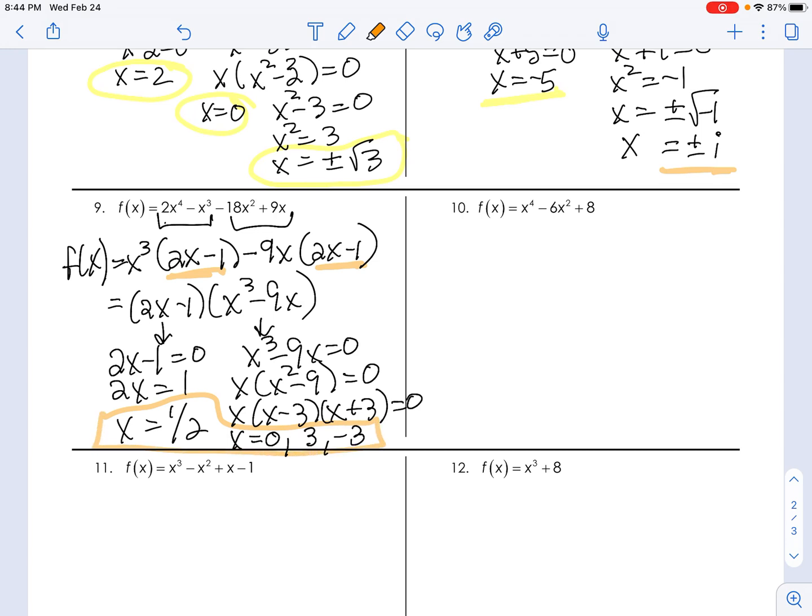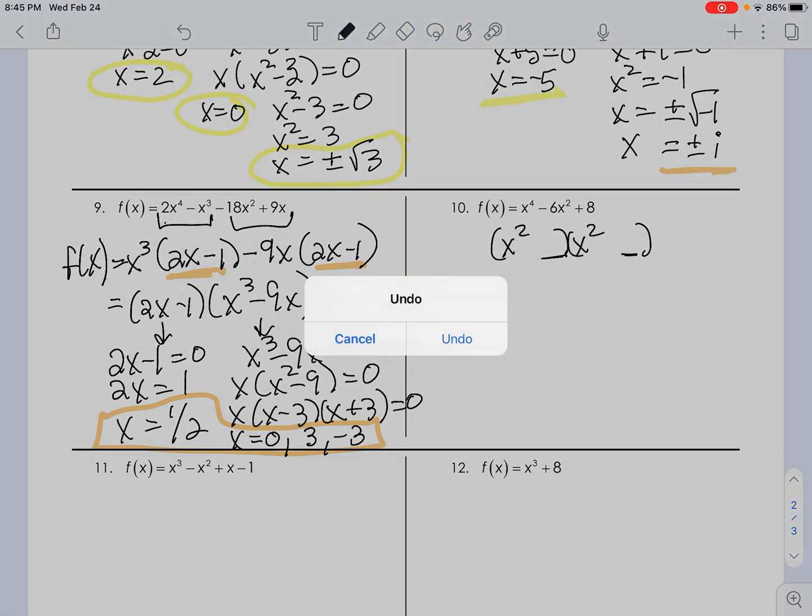of 4 zeros. Okay, x to the 4th minus 6x squared plus 8. This is a quartic polynomial, but there's only 3 terms. There's a trick here. You can factor this the same way you factor a quadratic. What is different is that in the binomials, you will write x squared instead of x. You will follow the same pattern. We're looking for 2 numbers that multiply to be 8 and add to be negative 6.